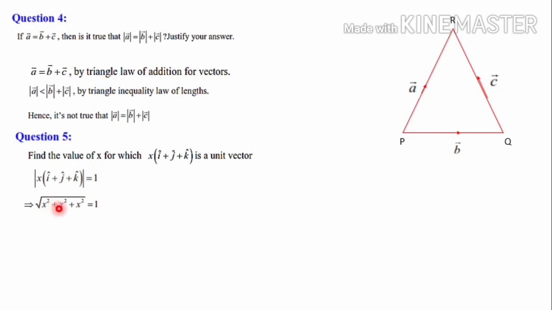So x square plus x square plus x square, that is equal to 1. That is root of 3x square is equal to 1. That is root 3 x, since x square comes out of the root, it will come as x. Root 3 into x is equal to 1 and x is equal to plus or minus 1 by root 3. So that is the value of x.